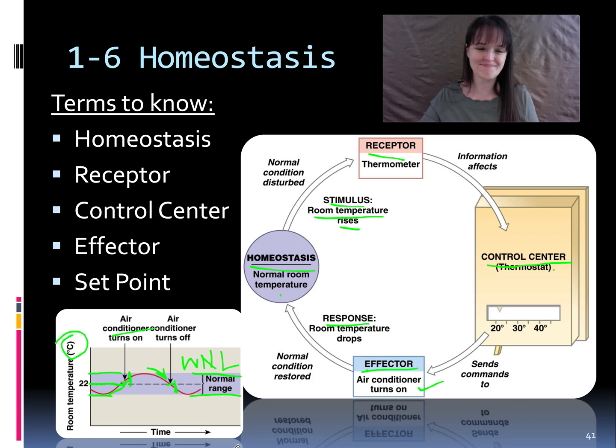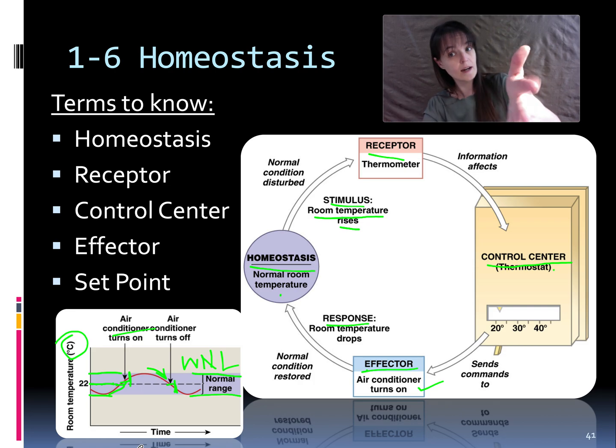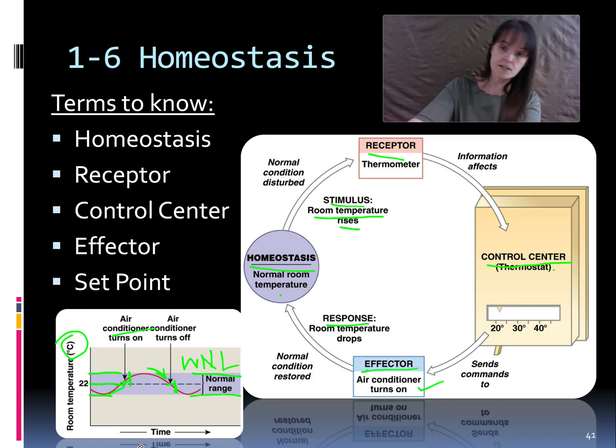So, all right. Why is homeostasis important? It keeps you alive. In the example of the home thermostat, what's the receptor? Thermometer. What's the control center? Thermostat. The effector, air conditioner. And how do they work together?